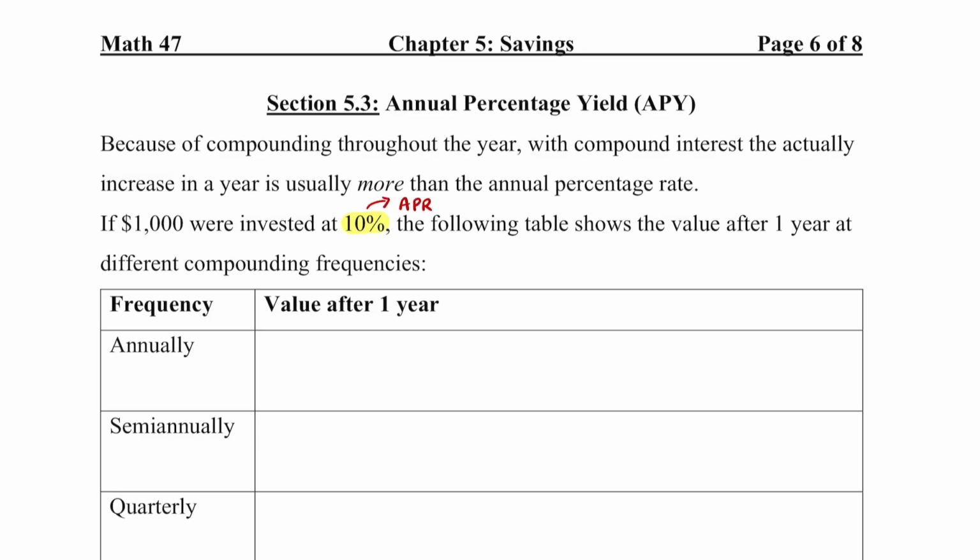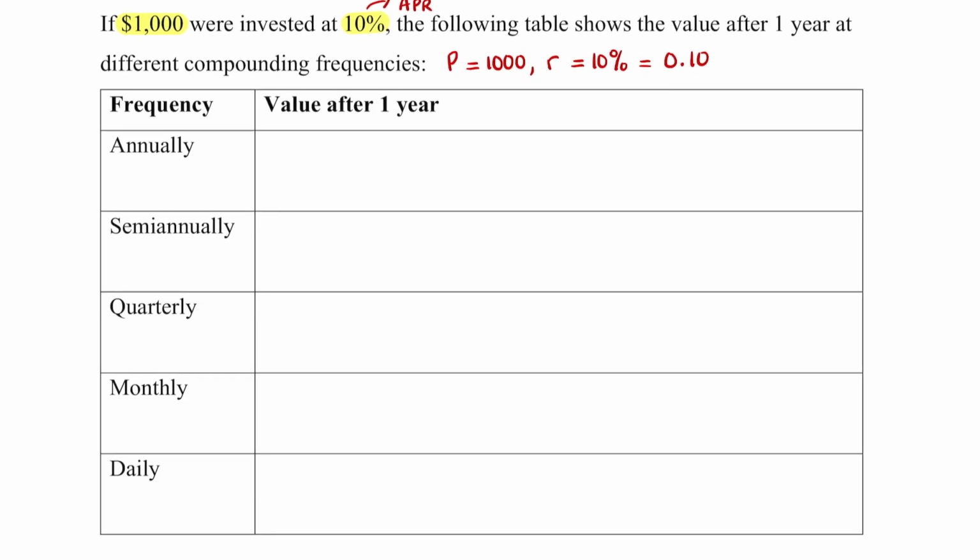If I invest $1,000 with a 10% APR, then my P is 1,000, my R is 10%, which is 0.10. And in this table, I'll have different frequencies: compounded annually, compounded semi-annually, compounded quarterly, compounded monthly, compounded daily.